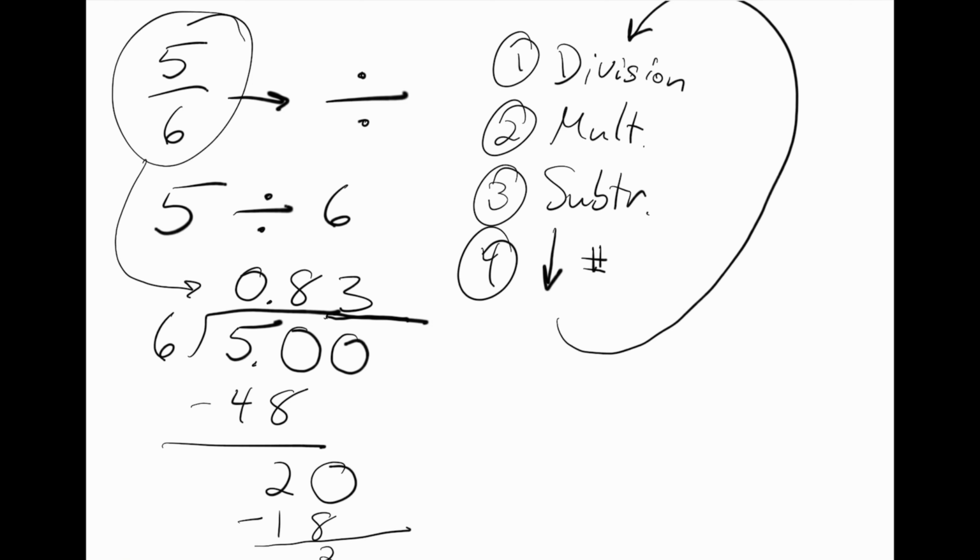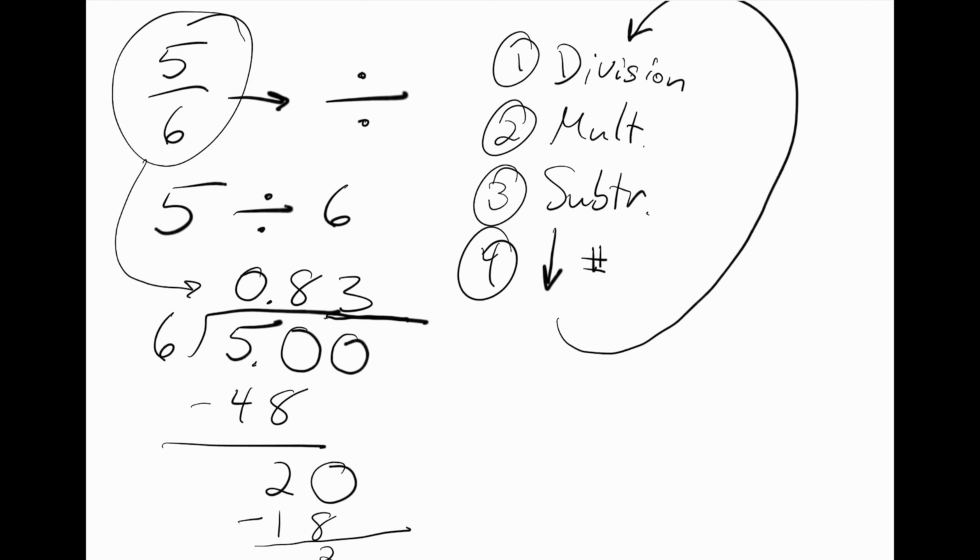So now we're actually closer to the right answer because we don't just have 0.8, we have 0.83. At the bottom, we have a 2, which means we're not done. We would be completely done with this problem if that were a 0. But because it's a 2, it actually means that we could keep on going. We could keep on bringing down more zeros and dividing and more zeros and dividing. But I think for right now, we're going to stop. We'll just say that 0.83 is close enough. So we know that 5/6 is approximately equal to 0.83.